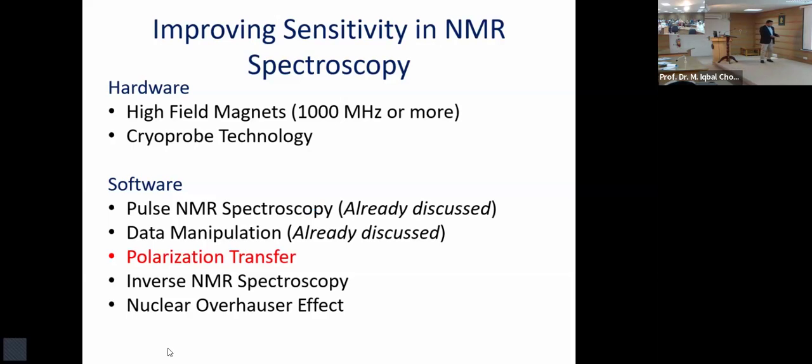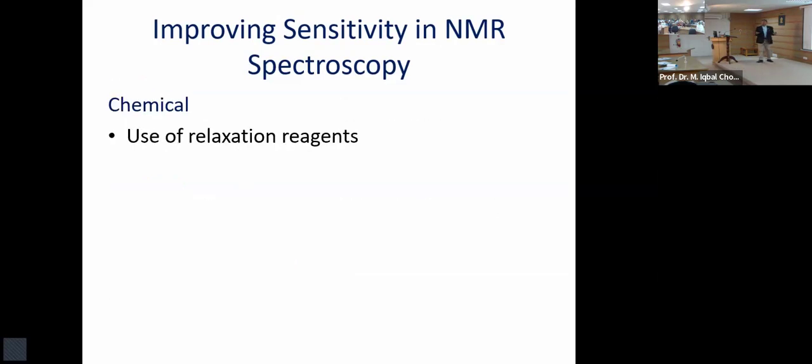And then, of course, inverse polarization transfer and nuclear Overhauser effect. These are ways of improving sensitivity. And then, of course, there are methods in which you can add certain chemicals in your NMR tube.